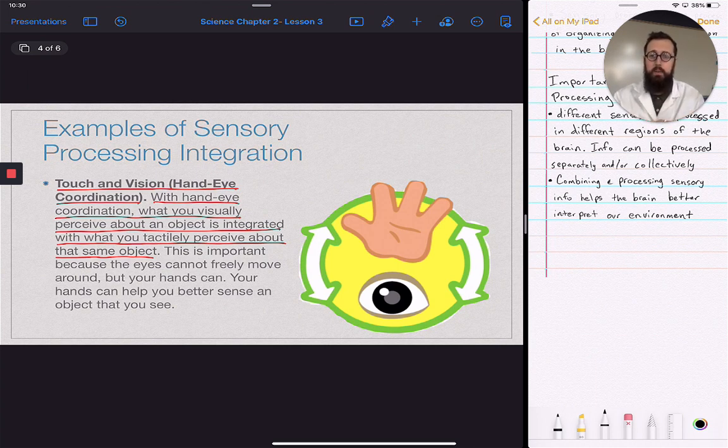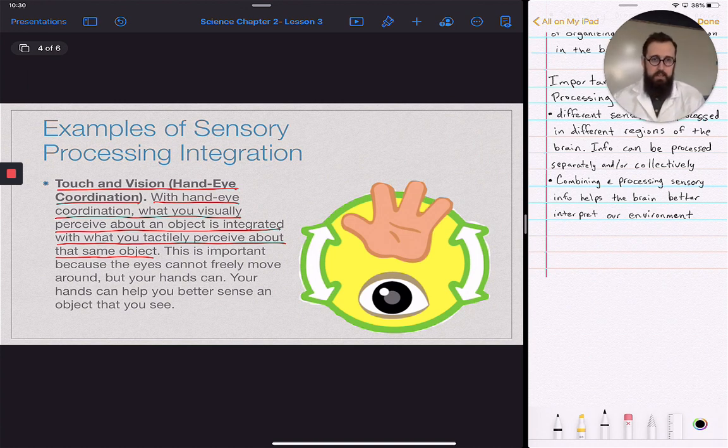With hand-eye coordination, what you visually perceive about an object is integrated with what you tactilely perceive about that same object. This is important because your eyes cannot freely move around. They can move left, right, up, down, but they stay fixated on your head. Whereas my hand can go forward, backwards, up, down, all around. I have a lot more freedom of movement with my hand, so your hand can help you better sense an object that you see.